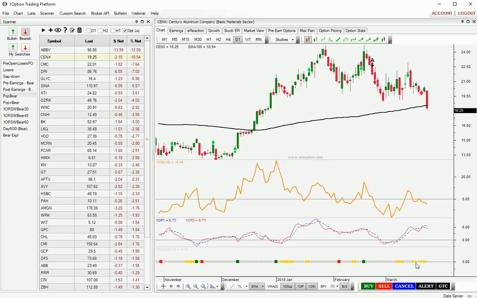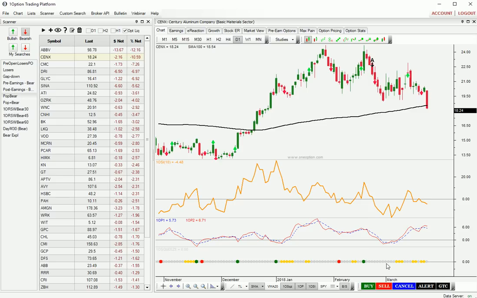The yellow dots are my squeeze indicator, and they indicate when the stock is in a compression. We trade compressions all the time. A green dot would be when it's breaking out of the compression to the upside. A red dot would be when it's breaking below the compression.